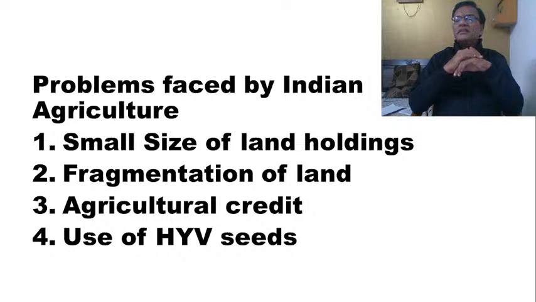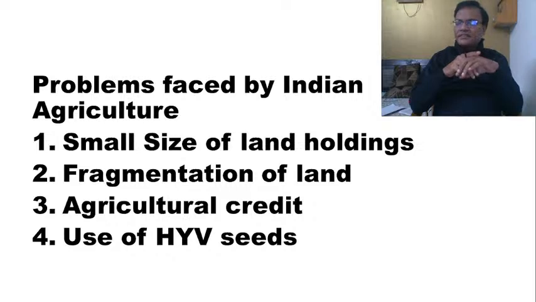Why? Because there is no clear updation of land records. In most of the states, this updation of land records has not been done. One is updation of land records, and the second one is digitalization of land records, so that it becomes easier for the banks and other institutions to provide subsidized credit to the agriculture sector. But unfortunately, this has not been done by most of the state governments.